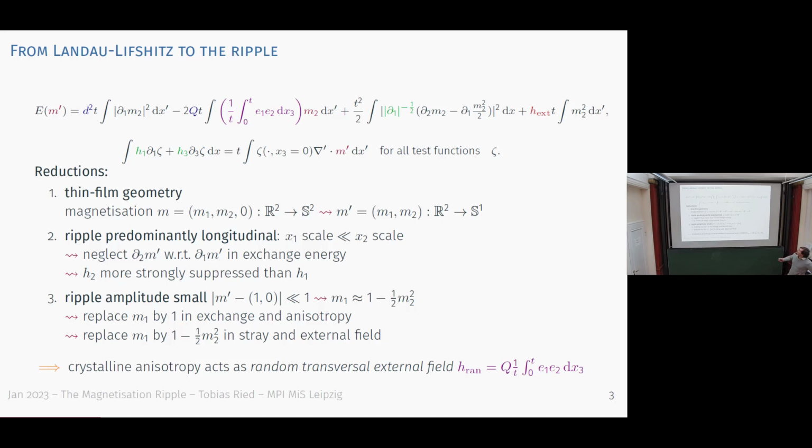which then leads to the following energy, where here I'm just left with the E1, E2 component. I replaced one of the m1s here by 1 and still have an m2 here. And here in the field energy, replace the in-plane divergence just by the d2 m2 minus the d1 m2 squared over 2.